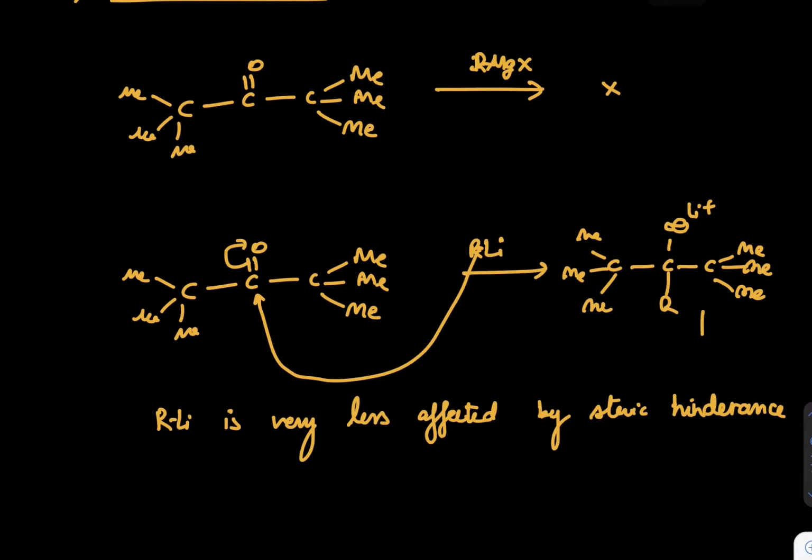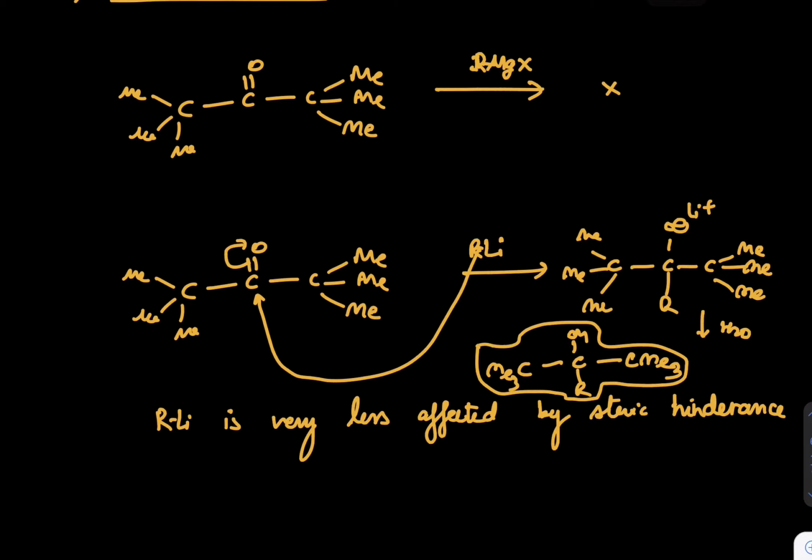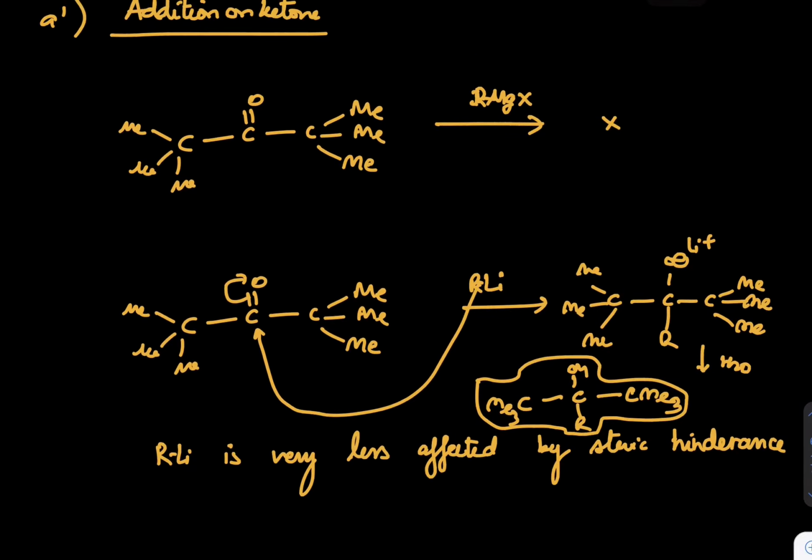And later we know that we can make alcohol. If you give H plus or H2O, you can make it CMe3, COH R CMe3. So that we can definitely do, that's not a problem for us. That's the secondary part, but the main part is no reaction with Grignard, whereas a different reaction with RLi. So I hope you understood the first difference between RMgX and RLi.